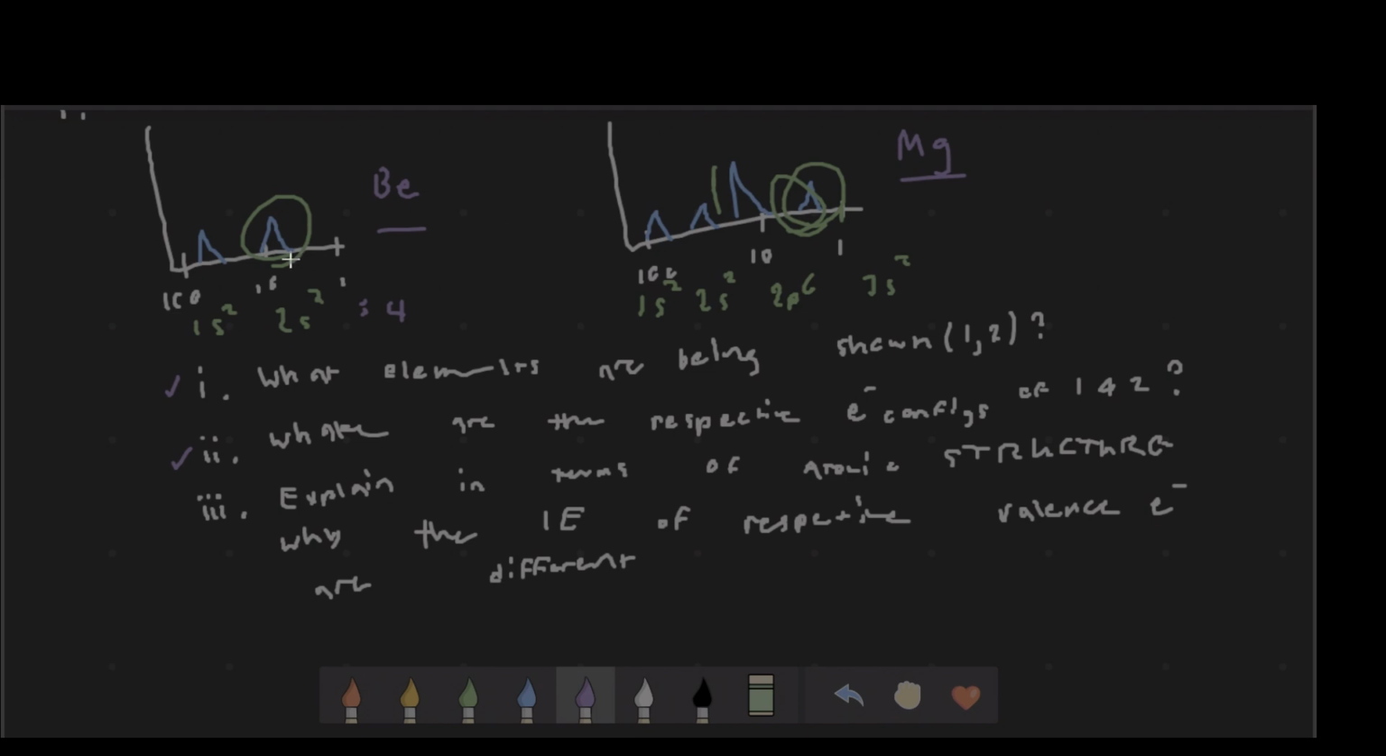So what that's basically saying is since beryllium has a smaller distance between the particles, the force being exerted is greater, therefore it would take more energy to remove an electron, meaning the valence electron has a higher ionization energy in comparison to the valence electrons of magnesium.